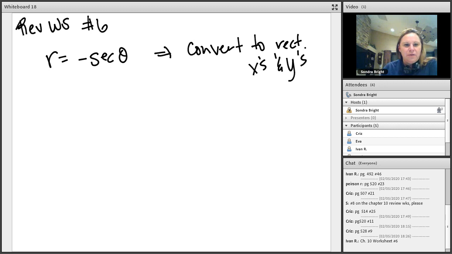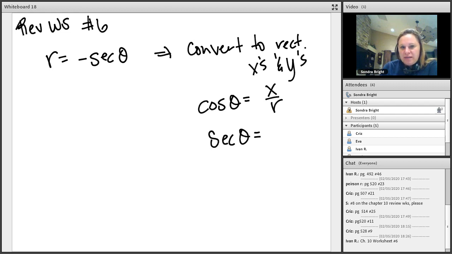All right, so what do I know? Here's how I would do it. I know cosine of theta is x over r. And I know secant is the reciprocal of cosine, right? So that means in terms of x's and r's and y's, secant is r over x. So let me rewrite that like that.